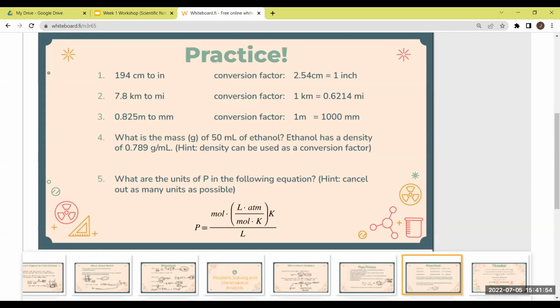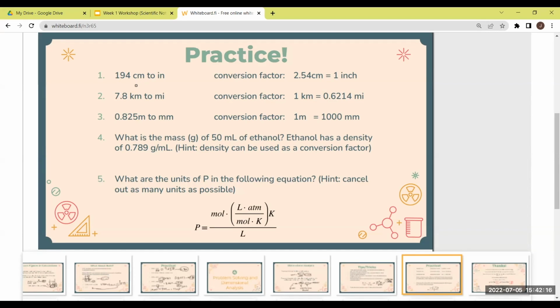And finally, we have some practice. We're going to be doing some basic conversions. Some of them are going to be using density, and we can use density as a conversion factor. So go ahead and pause the video and try these on your own.